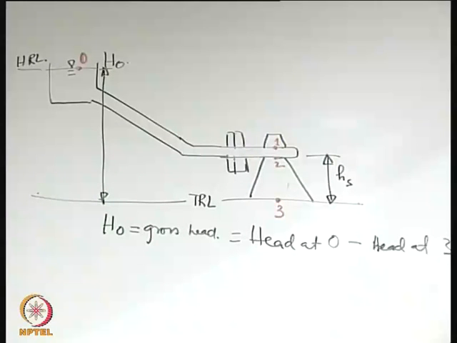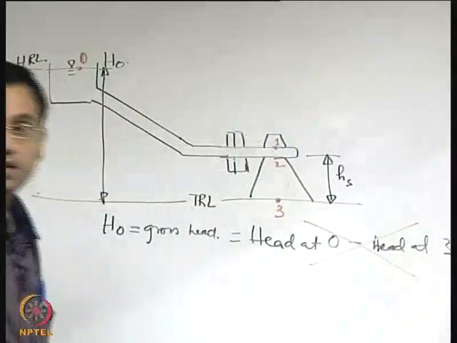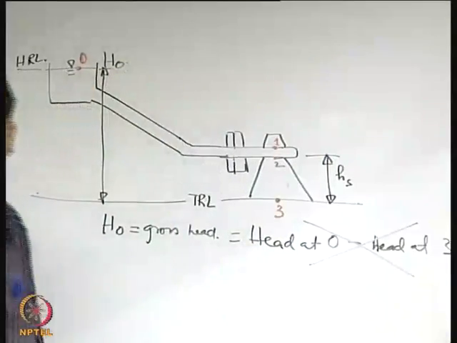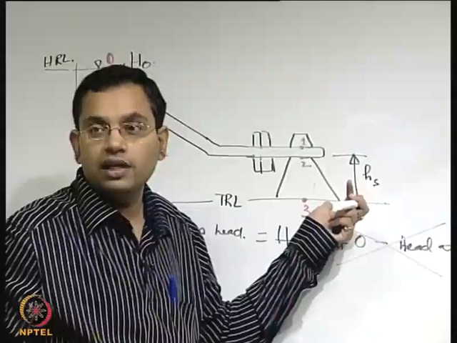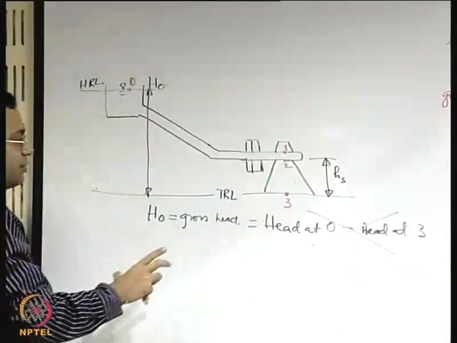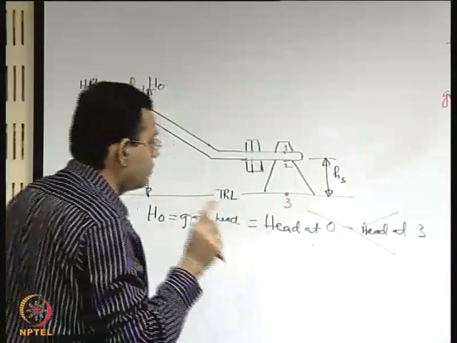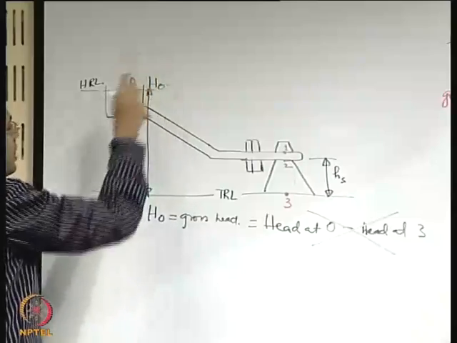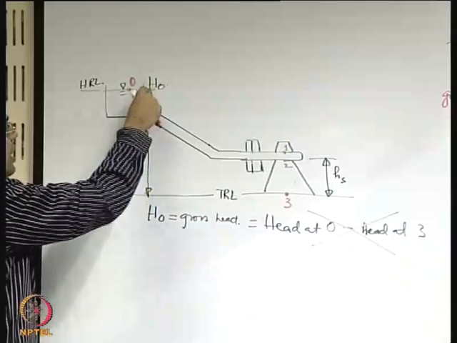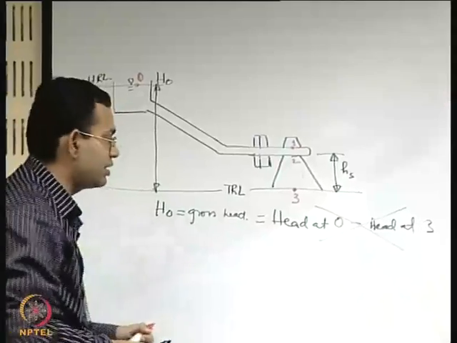In reality, it is not exactly correct as the head at 0 minus head at 3. Why? Because this presumes that the only form of head is the potential energy head, but at 3 there is some kinetic energy head. So we will not write it as head at 0 minus head at 3. The expectation would have been like that if the velocity at 3 was 0, but in reality the velocity at 3 is not 0. So it is just a convention to say that the gross head is the elevation difference between the head race and the tail race level. Tail race is where the water is rejected.